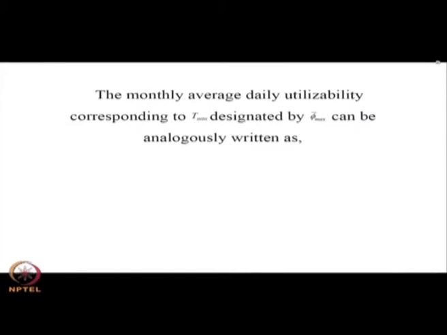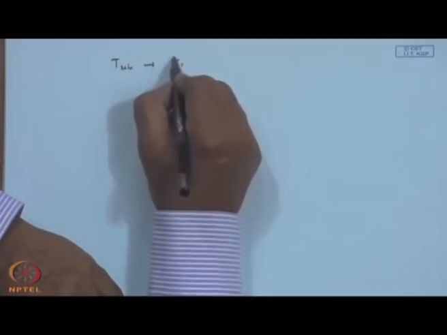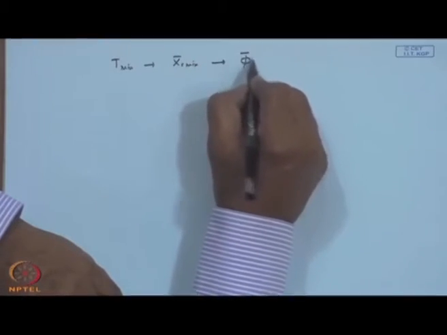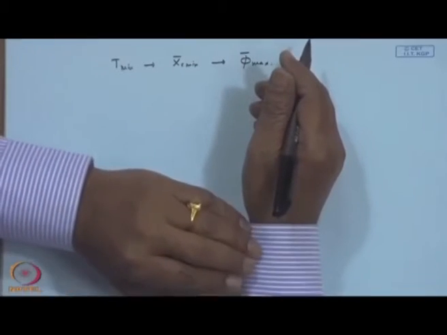So, if T minimum corresponds to x c bar minimum, that corresponds to phi bar maximum. That means, this is the solar radiation that will be available to you above the critical level, corresponding to the temperature at which energy delivery at T minimum is desired.